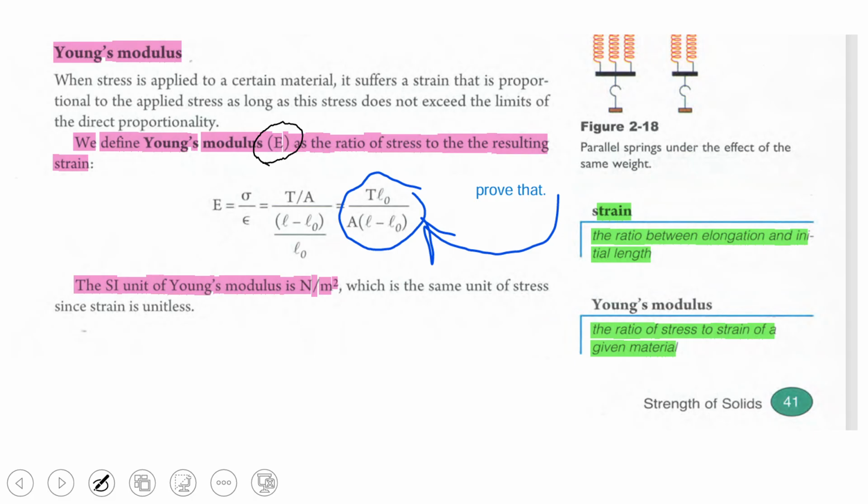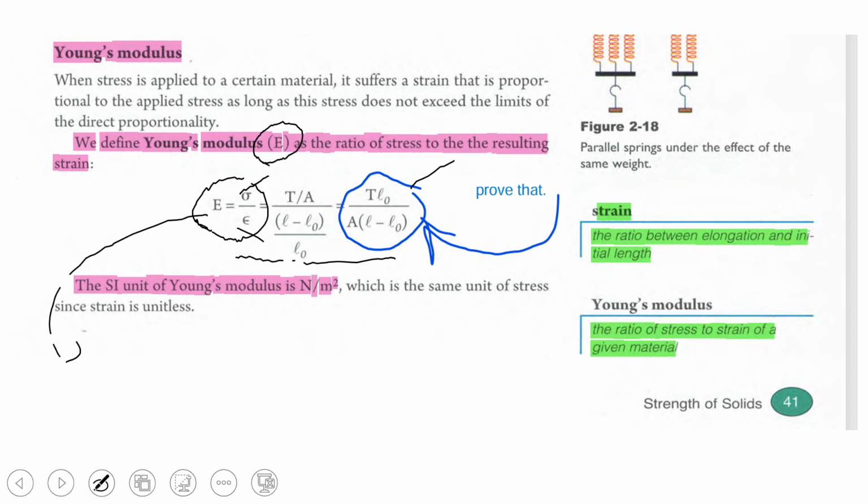Guys, you have a rule. Young modulus E is equal to the ratio of the stress over strain. Guys, we have to prove this result. According to the Young modulus, we can get another formula. Look how. I'm going to write the proof here.